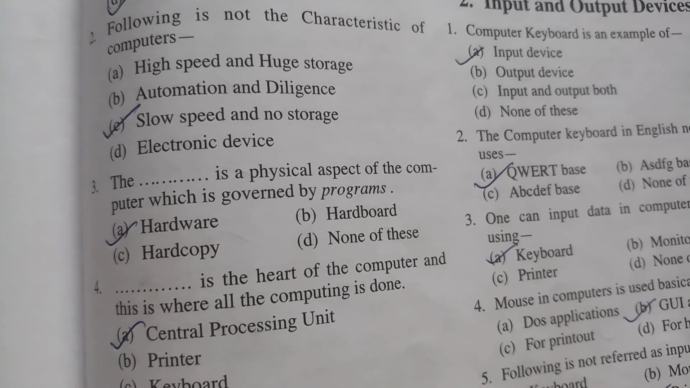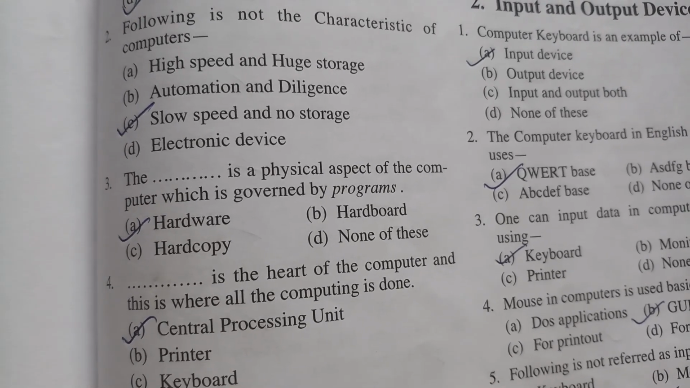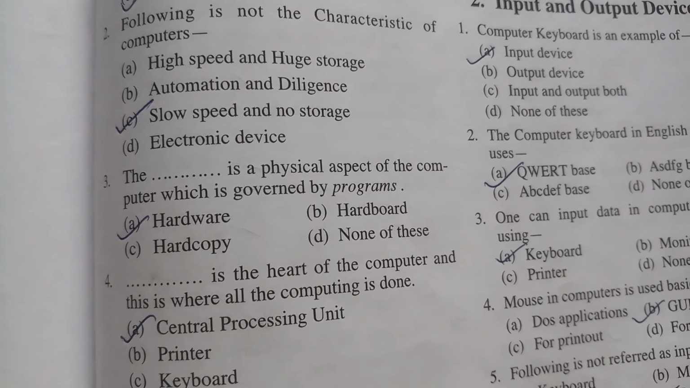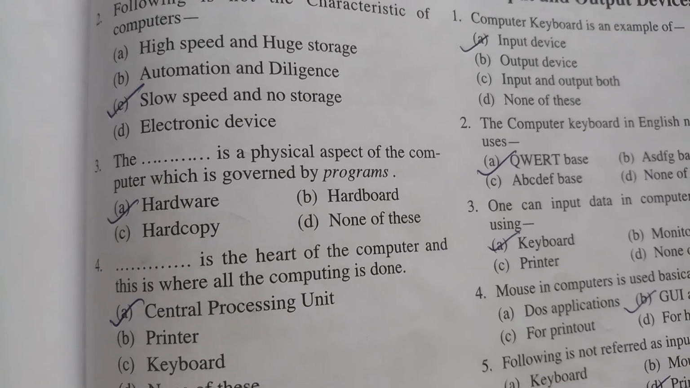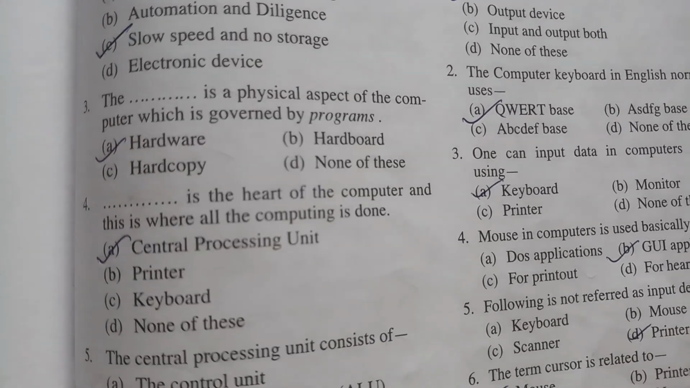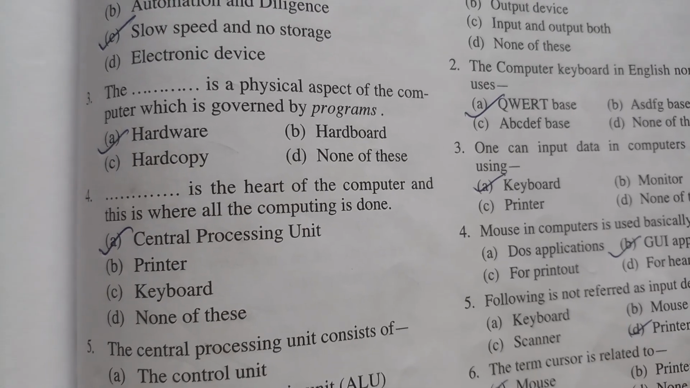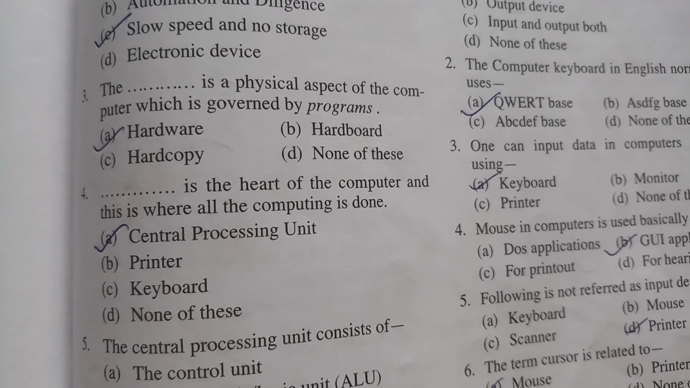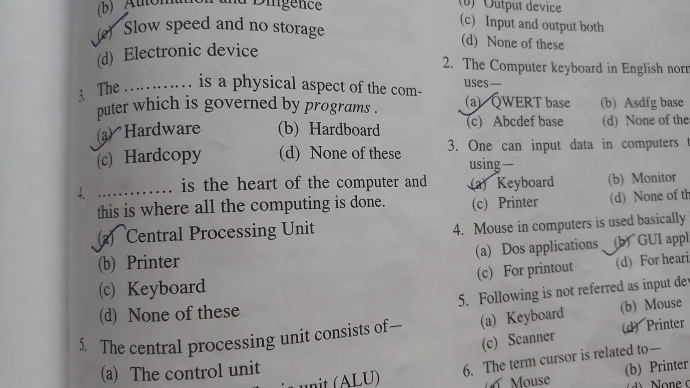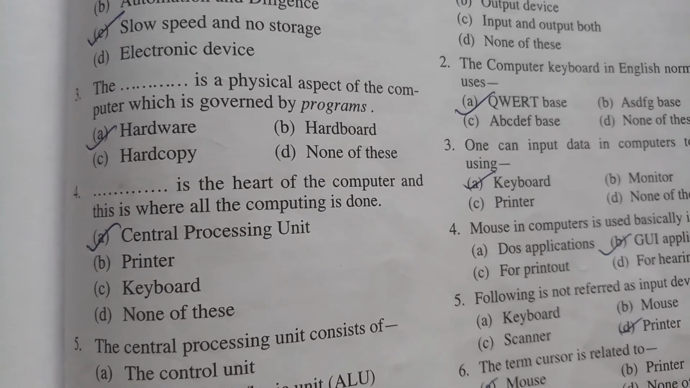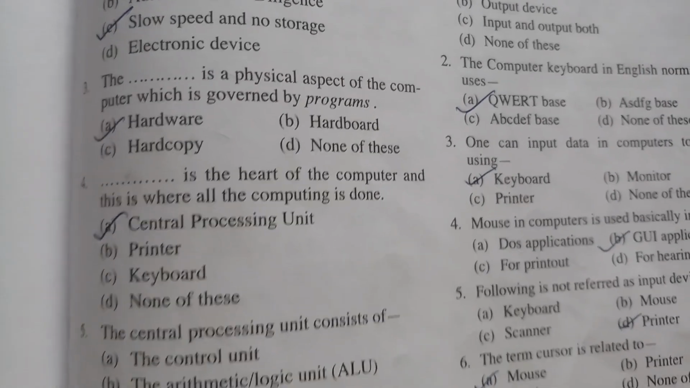The dash is a physical aspect of the computer which is governed by programs. Option hardware, hardboard, hard copy, none of this. Answer hardware. Dash is the heart of the computer and this is where all the computing is done. Option A, central processing unit. Option B, printer. Option C, keyboard. Option D, none of this. Answer হবে central processing unit, যার short form হচ্ছে CPU.